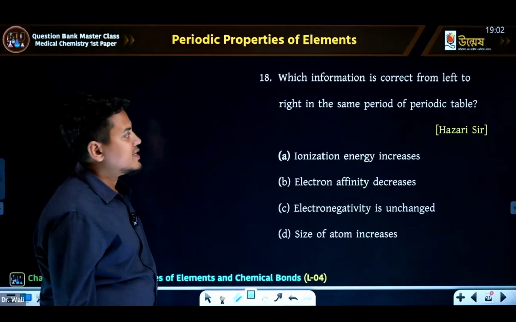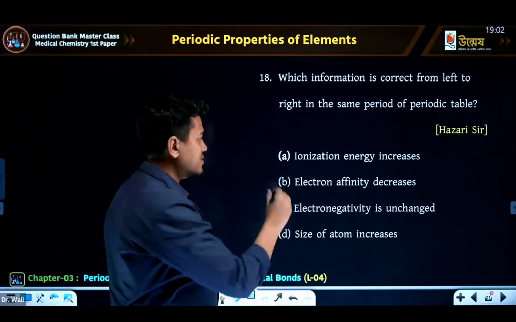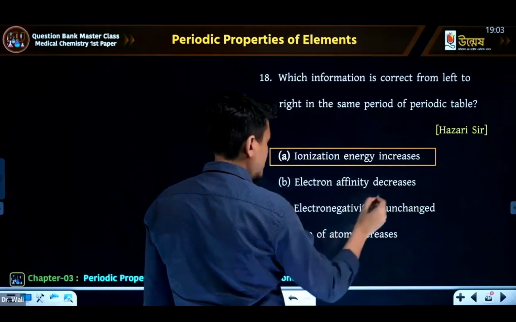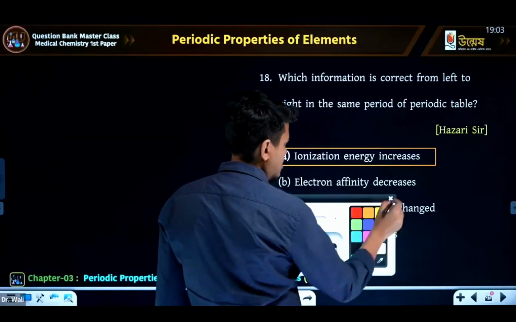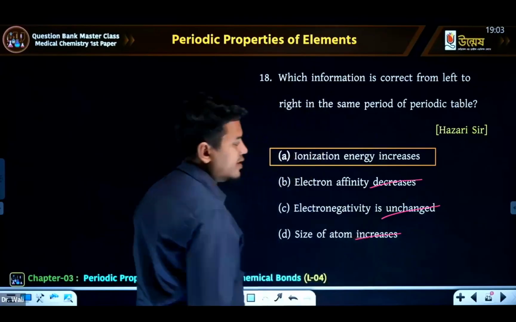Which information is correct from left to right in the same period of the periodic table? From left to right, in the same period, ionization energy will certainly increase. So this is the correct answer. Electron affinity will certainly increase. Electronegativity will increase. Size of atom will decrease. Okay, all of them are wrong.